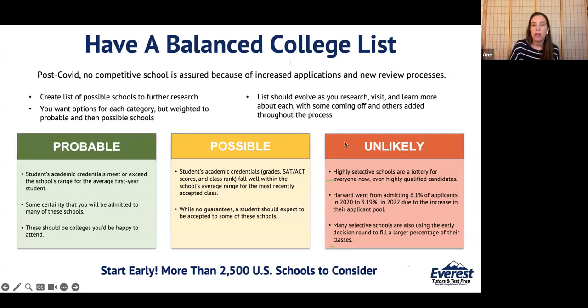You want to have a pretty evenly balanced list, somewhere between, say, 6 and 9 schools. You can go more than that, but that's a lot of work for a child coming off of having a senior year, I can tell you that.